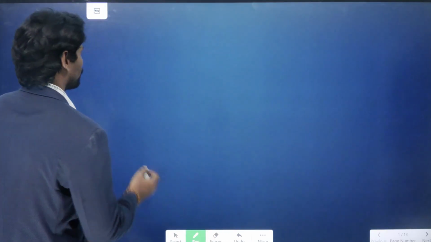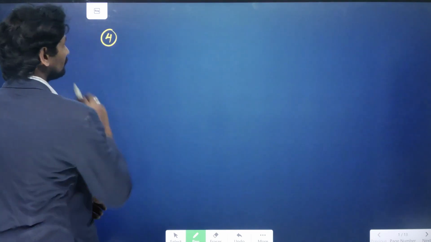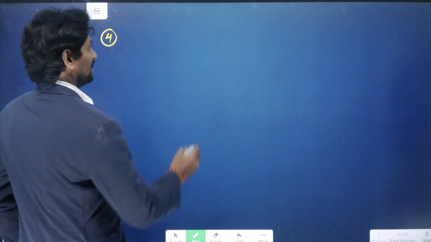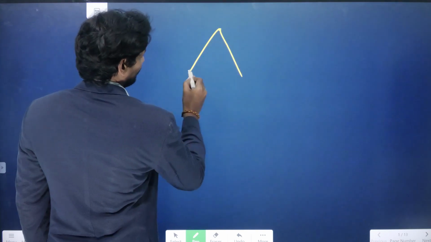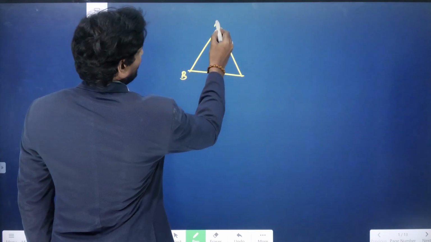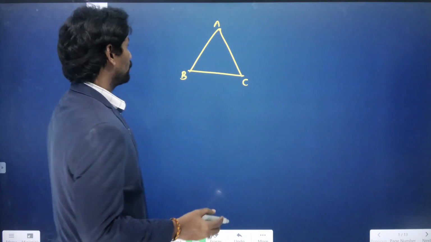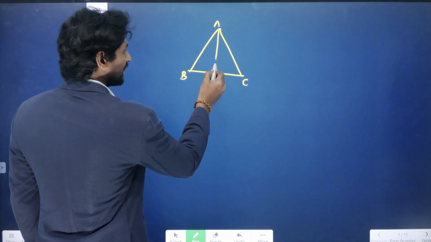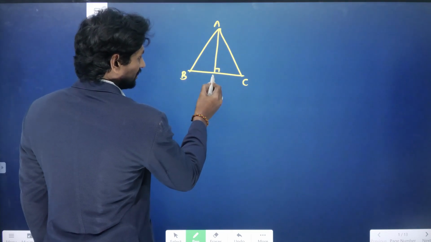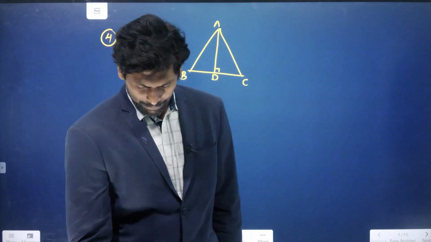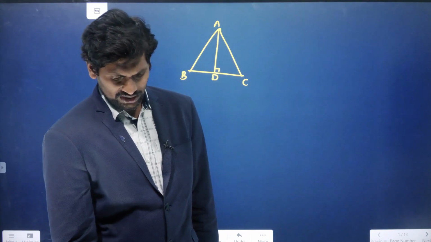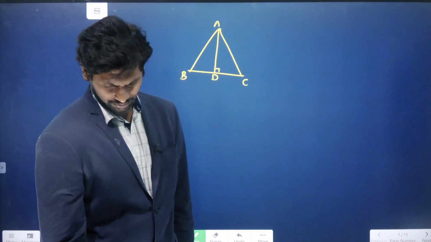So today we are going to continue the exercise problems. Let us go through problem number 4. It is given that in triangle ABC, B is an acute angle, and AD is perpendicular to BC. So AD is an altitude, perpendicular to BC. Then which of the following are true?